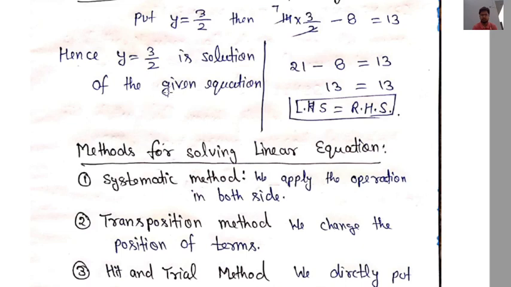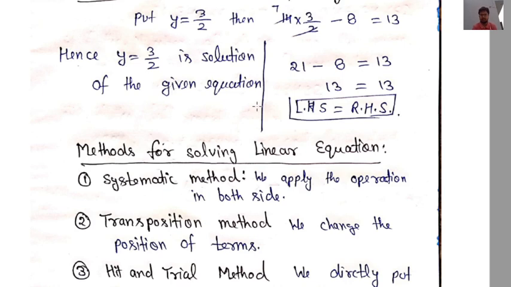This question is solved by the hit and trial method. I have chosen y equals 3 by 2 and put it here, and we will get the solution. This is our hit and trial method. If we do not get a solution, then we will write no solution, meaning this is not a solution.